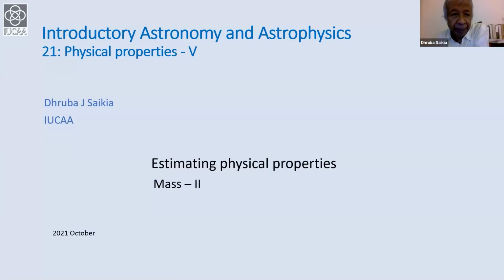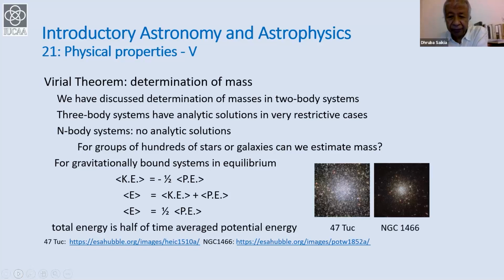So we've had a look at applications of Kepler's laws of motion in terms of estimating masses for different objects, particularly the planetary system, and estimation of masses of stars. Now, suppose we want to estimate masses of aggregates of many stars or even galaxies, then what do we do?